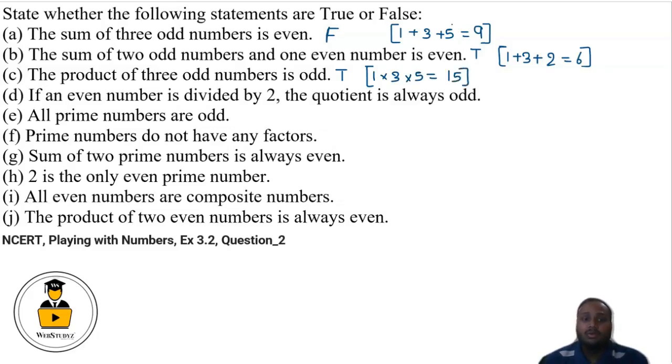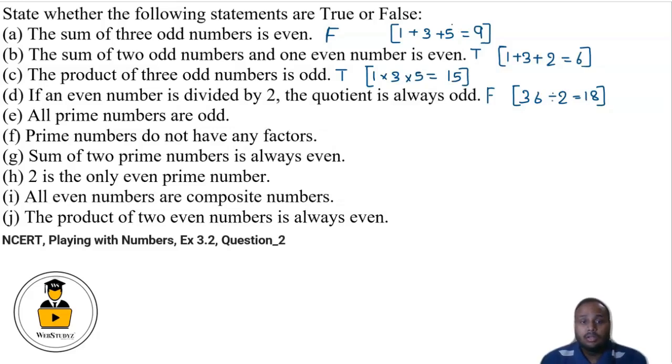Fine. Now next it is said if an even number is divided by 2, the quotient is always odd. If an even number is divided by 2, the quotient is not always odd. It can be even. So it is even, it is not odd. So this statement is false. Let us take an example. Let's take an even number, let's say 36. Fine. 36 we divide by 2. So we will get 18, which is even, which is not odd.